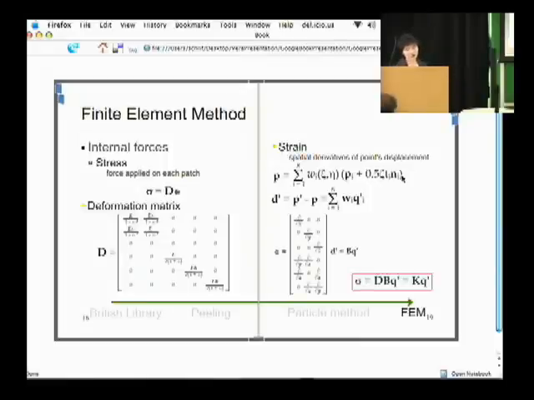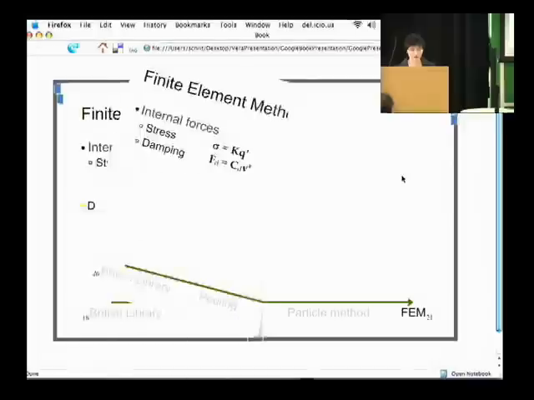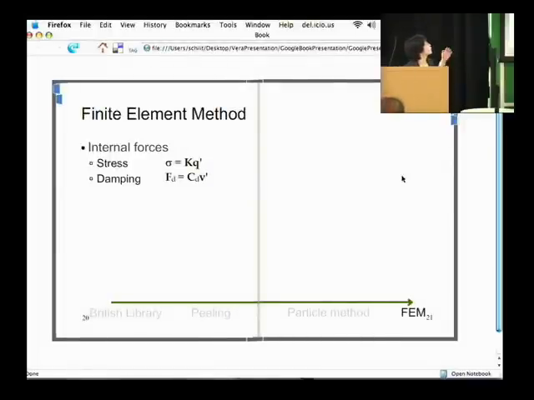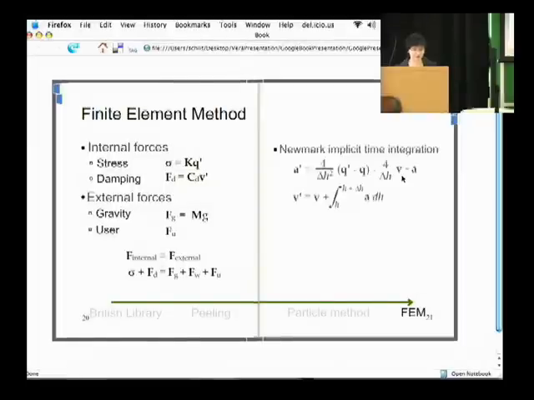And so we can write the stress is equal to K times Q, where K is the stiffness matrix, and Q is the displacements of the 8 reference points. If you look at this closely, it looks similar to the spring force, only we use matrices instead of spring constants. So again, the 2 internal forces will be stress and damping, and again we use damping matrices instead of damping constants, similarly with the external forces.